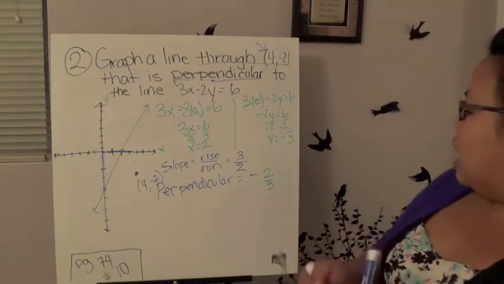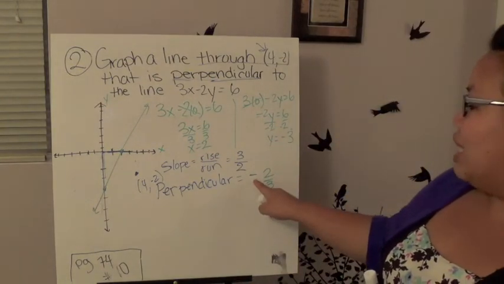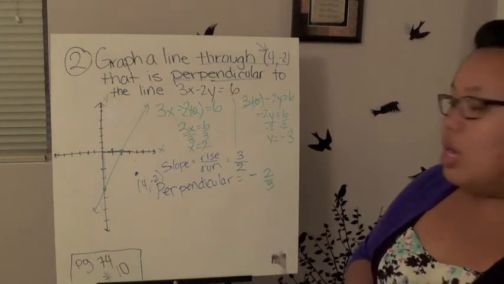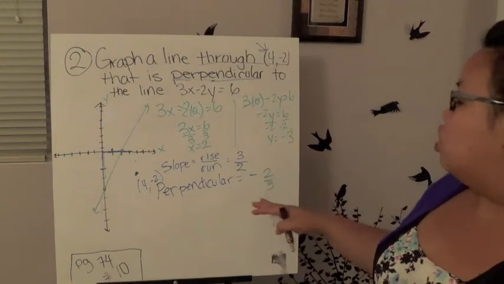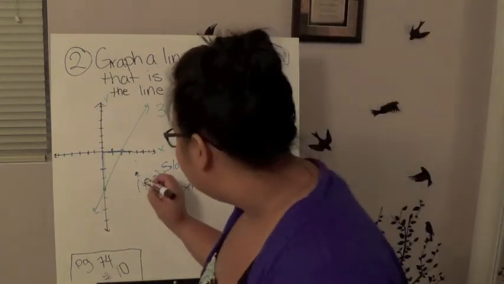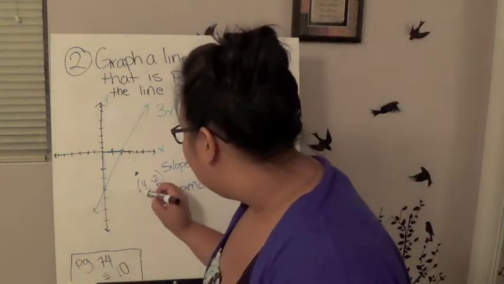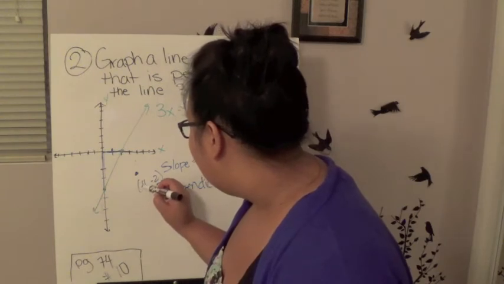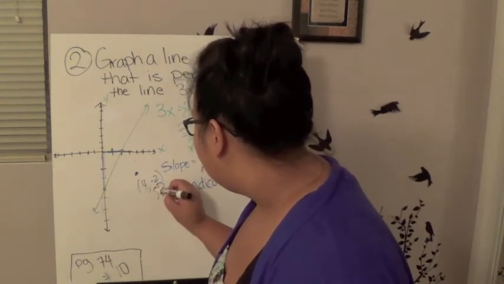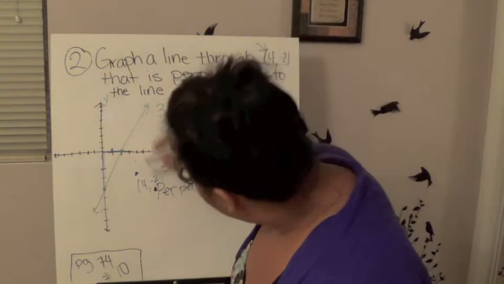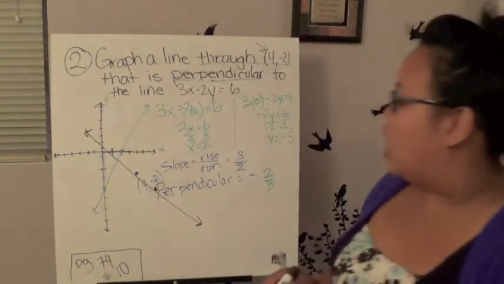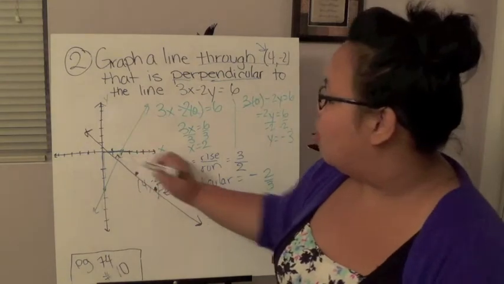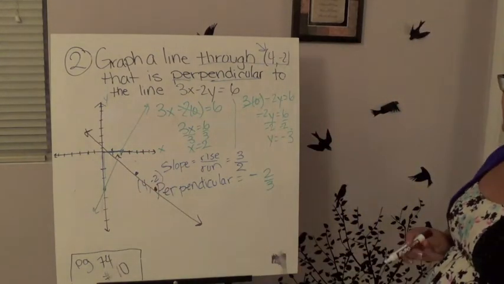Since it's negative, I'm going to go down 2, and then to the right 3. So down 2, 1, 2, and then to the right 3, 1, 2, 3. So this becomes my new line. And if you can see right here, they hit at a 90-degree angle.